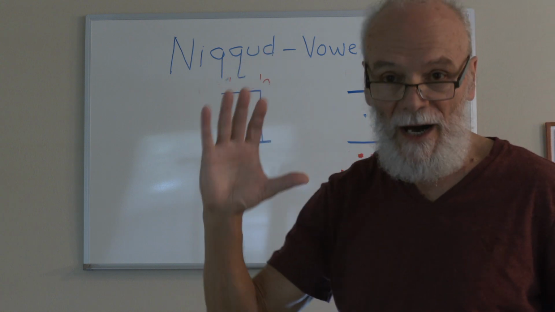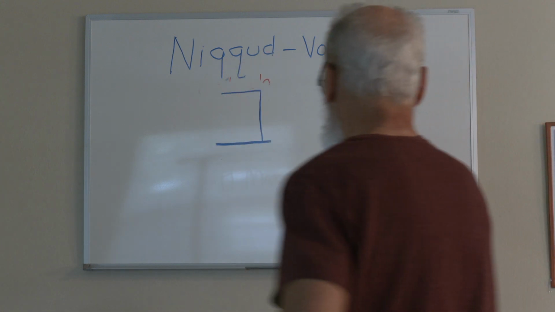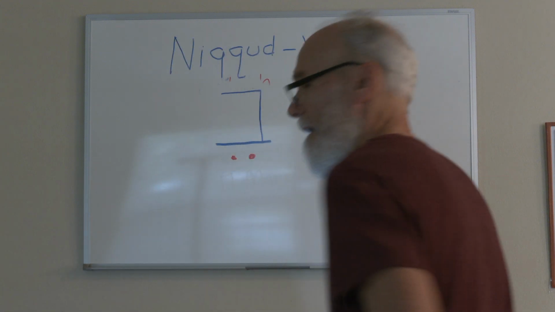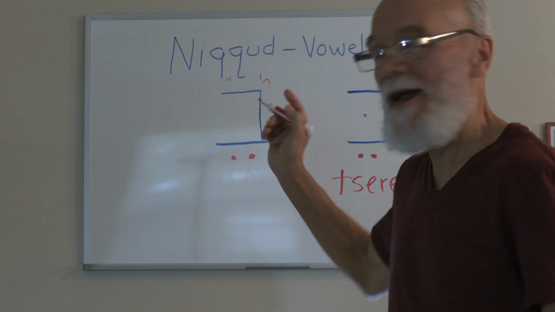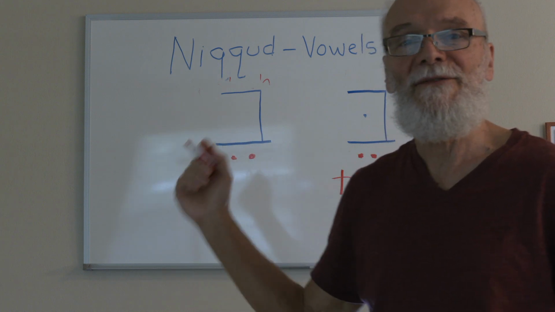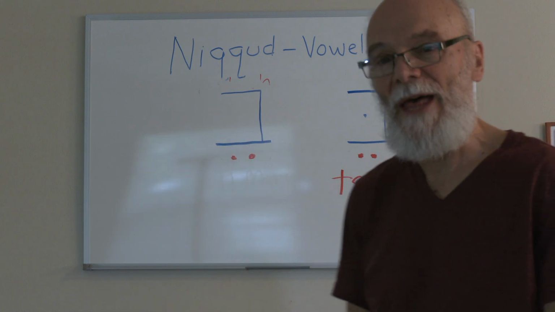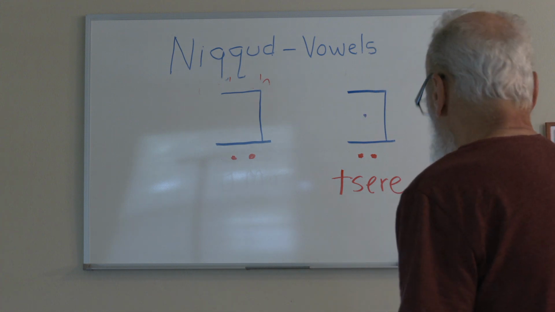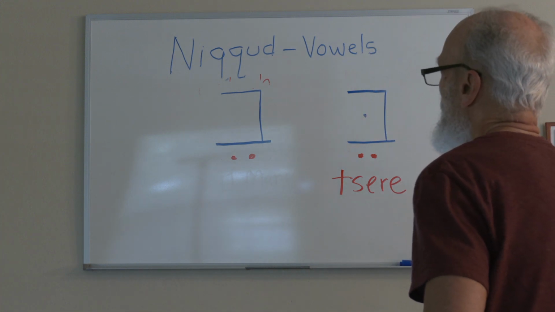Now here is the bet without the dagesh. So it's a v sound. And I'm going to put a tsire under that. And that will give you a ve sound. So that is the a sound in Hebrew.